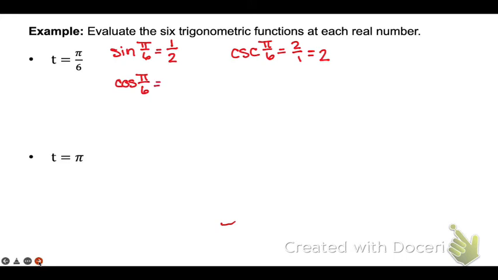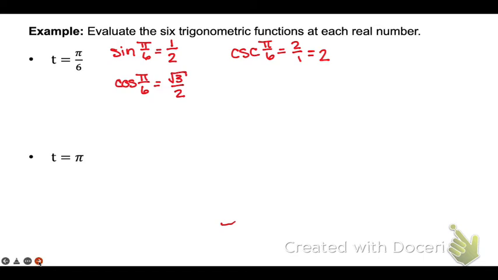Okay, so cosine is x. What is the x at pi over 6? Square root of 3. And r is always 2. Now, guys, I can put any 30, 60, 90 triangle in there, and when I take away that scalar on the sides, the ratios are going to come down to 1, square root of 3, 2. It doesn't matter. If it is a 30, 60, 90 right triangle, it doesn't matter what the side lengths are. These are the ratios.